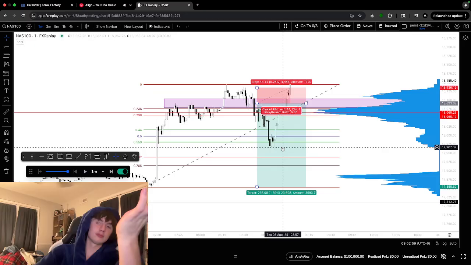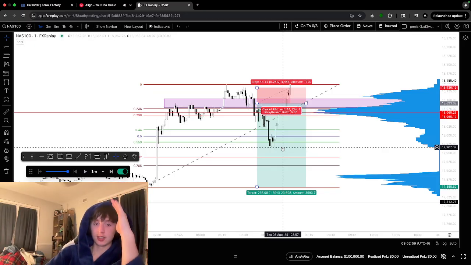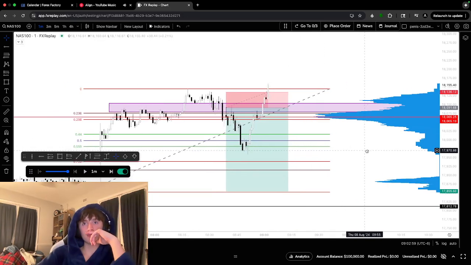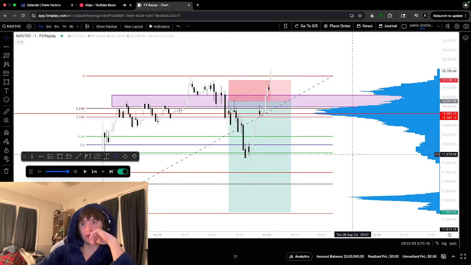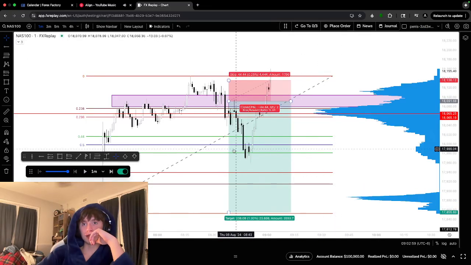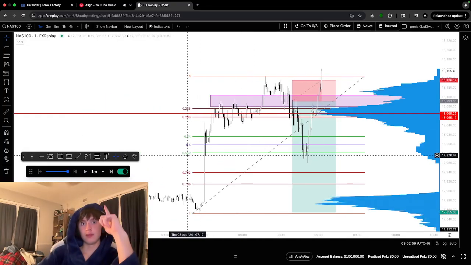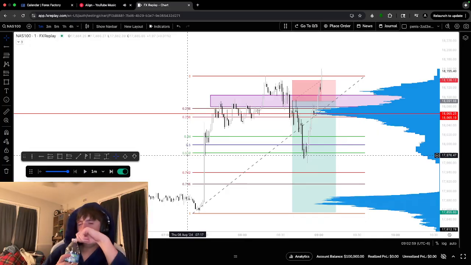Bro, look at this beautiful proof right here. You see this? What do you call this bad boy right here? That's the green level. Melatonin kicking in.